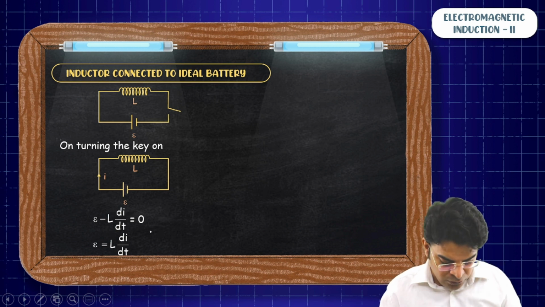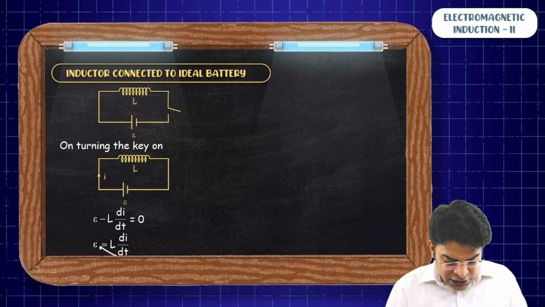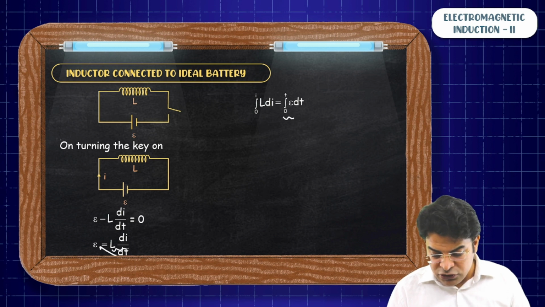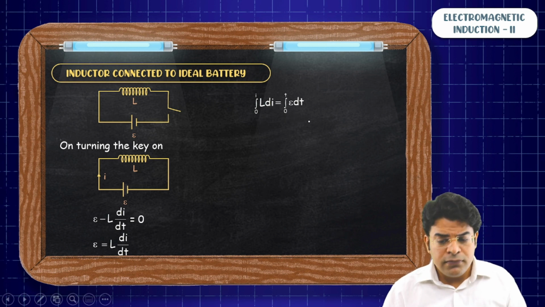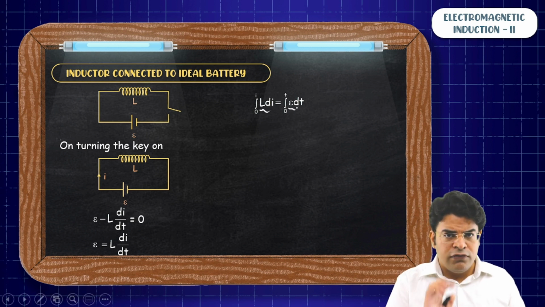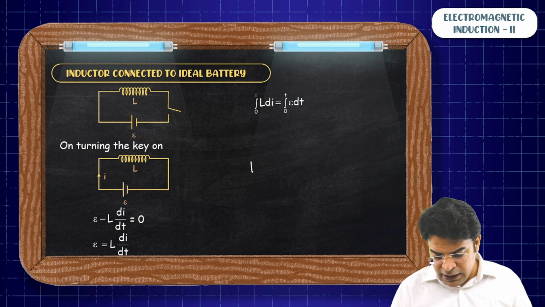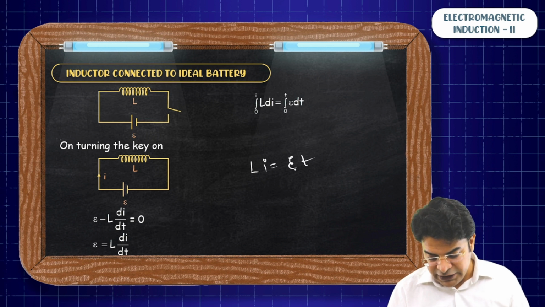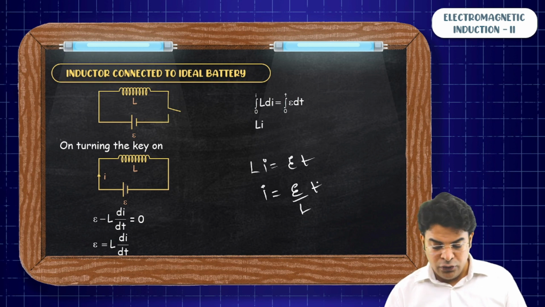Just stay tuned. Now you can bring this dt to the right-hand side and write integral L di equals integral E dt. Now L and E are constant. You can take them out of the integration and write L i equals E t, or the current flowing at any time t equals E by L into t.